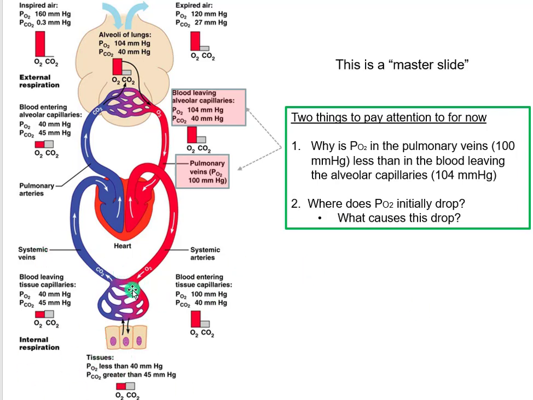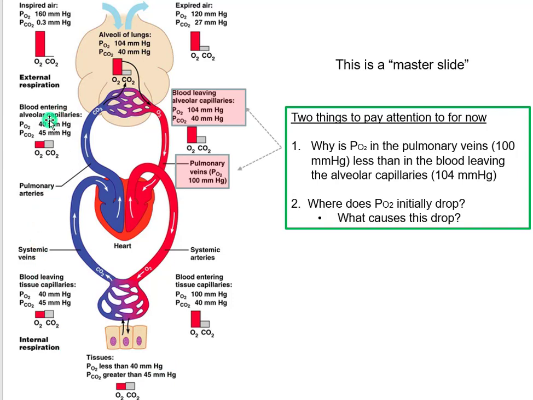Now when you're in tissues, remember that this is the arterial end of the capillary and this over here is the venous end of the capillary. You got to remember those terms. And so what goes on? Well, the tissues themselves have a PO2 of 40 millimeters of mercury. 40. So now you're thinking, hang on, I've seen that number 40 before. Where did I see that?